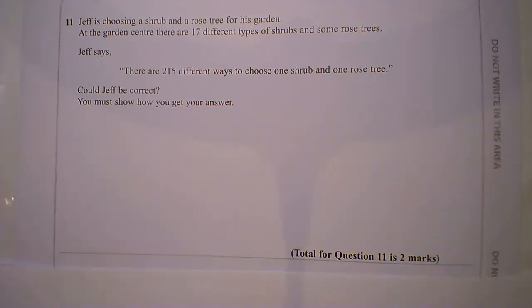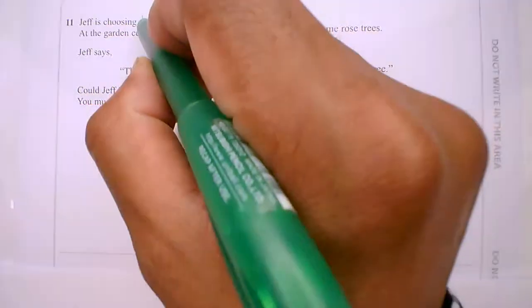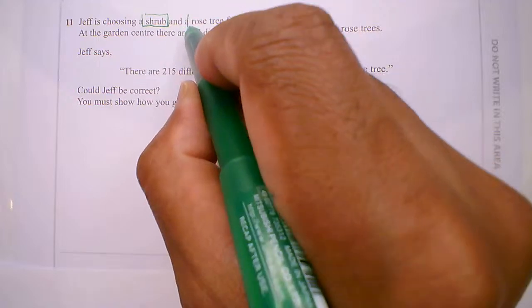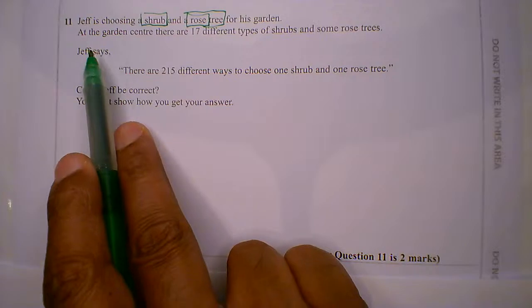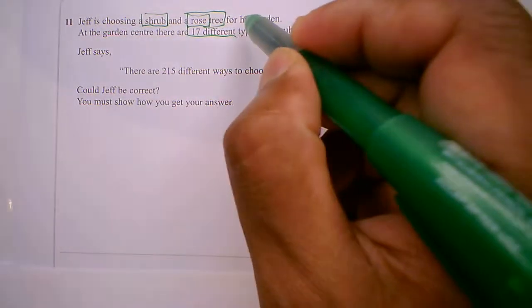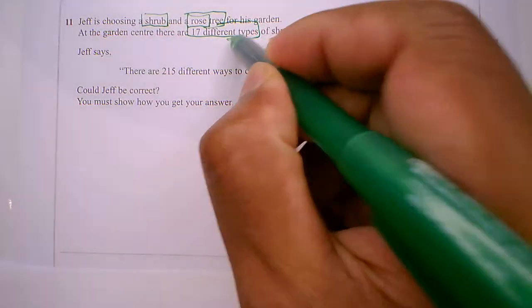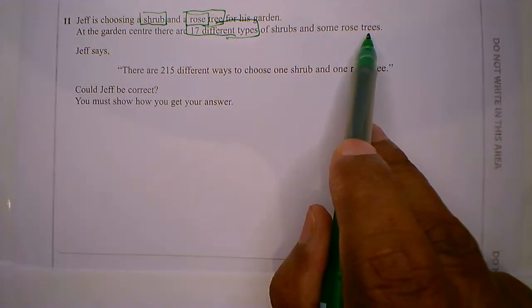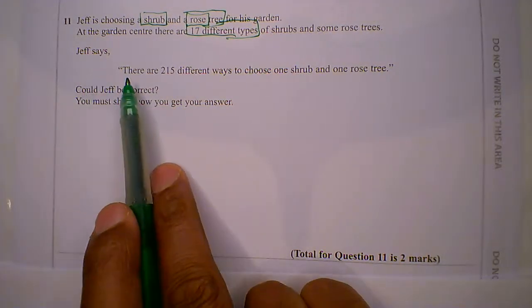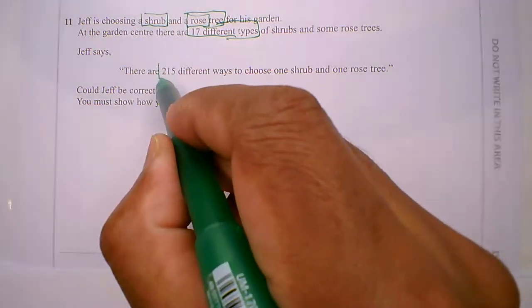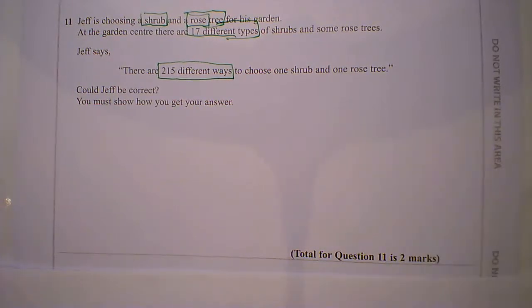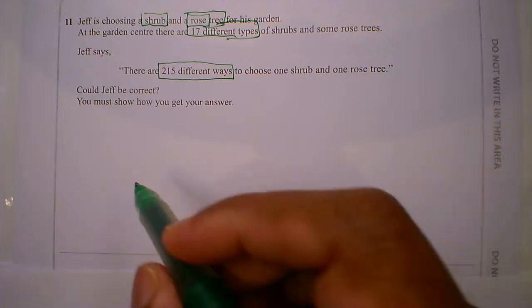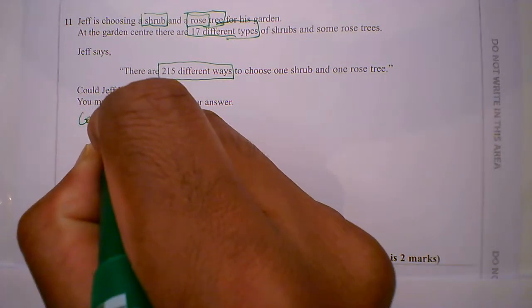So the first thing is, let's identify key information. Jeff is choosing a shrub and a rose tree for his garden, and at the garden center there are 17 different types of shrubs and some rose tree. Jeff says there are 215 different ways to choose one shrub and one rose tree. So the first question is, what topic is this? So this topic is combinations. Okay, combinations.